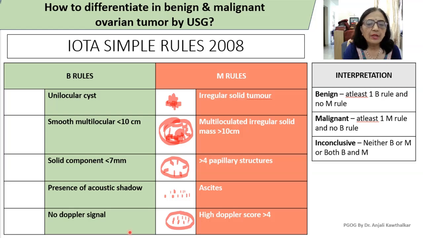Now, how we interpret is important. When do you say it is benign? When at least one B rule is there and no M rule. Malignancy: at least one M rule and no B rule. And inconclusive will be either neither B nor M features, or a combination of B and M. For example, one patient has an ovarian tumor with a solid component less than 10 millimeters, but there is presence of ascites. That means there is one B rule and one M rule, so it is inconclusive.